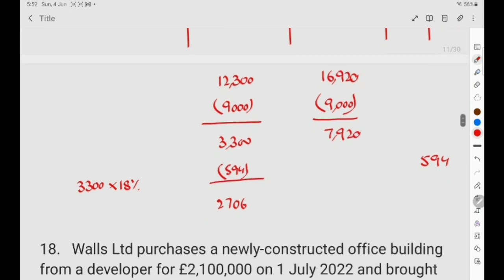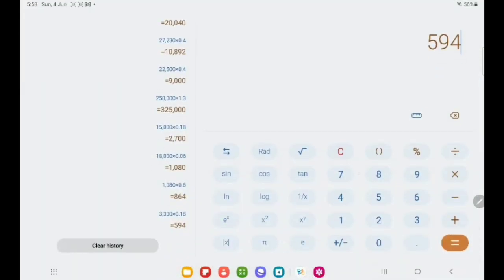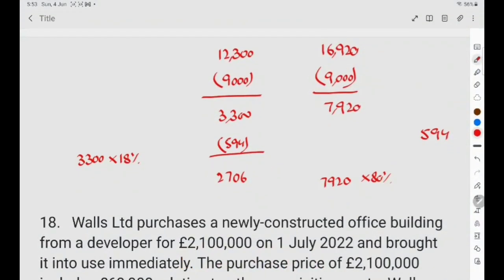While in case of 7920, as this car is also used in this particular year 80% for the business purpose, so for this 7920 80% would be considered as capital allowance. So 80% of this will come to 6336.